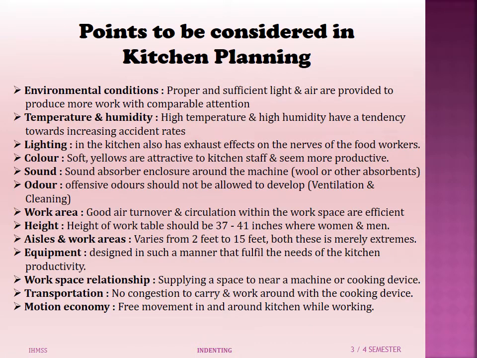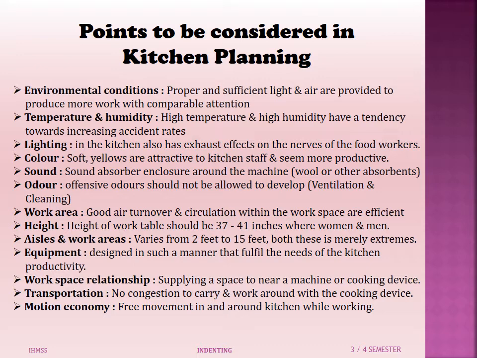Points to be considered in kitchen planning. First, environmental condition. Proper and sufficient light and air are provided to produce more work with comparable attention. Temperature and humidity. Number two, high temperature and high humidity have a tendency towards increasing accident rates. Number three, lighting. In the kitchen, it also has an exhausting effect on the nerves of the food workers.